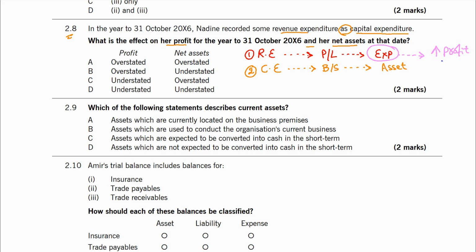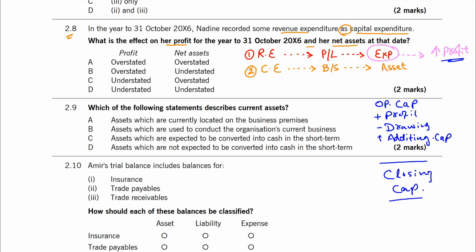Now just please recall the effect of profit on opening capital. For example, we had opening capital plus profit minus drawings plus additional capital, and finally we had closing capital, right? So that means this profit is increasing our net assets, and we know that net assets are equal to the capital of the company. Okay, so our profits are overstated and our net assets are overstated as a result of this mistake. Then we have question number 9.